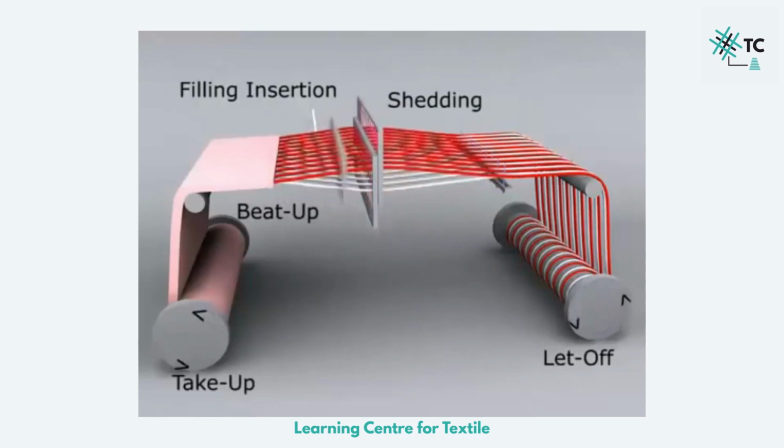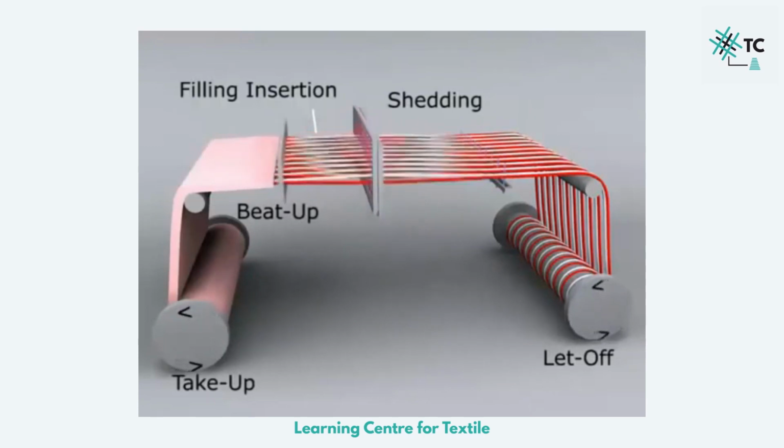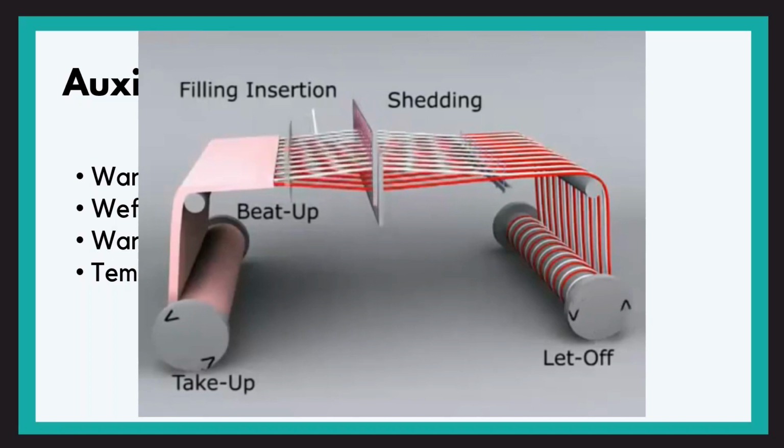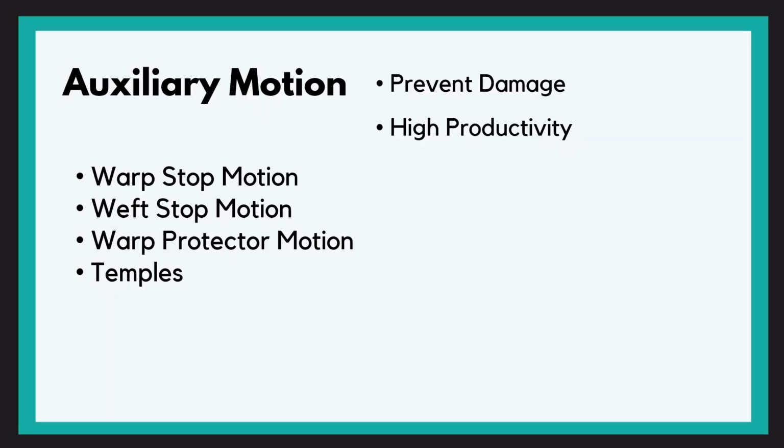Now let us discuss the auxiliary motions. So these motions are basically for the improvement of quality and production. They enhance the working, prevent damages and produce fewer defects. So for instance, if the warp breaks or a pick is missing, then a signal has to be made for the loom to stop so that further damage is controlled. So auxiliary motions come into action in this situation. Now let's discuss the types of auxiliary motions.